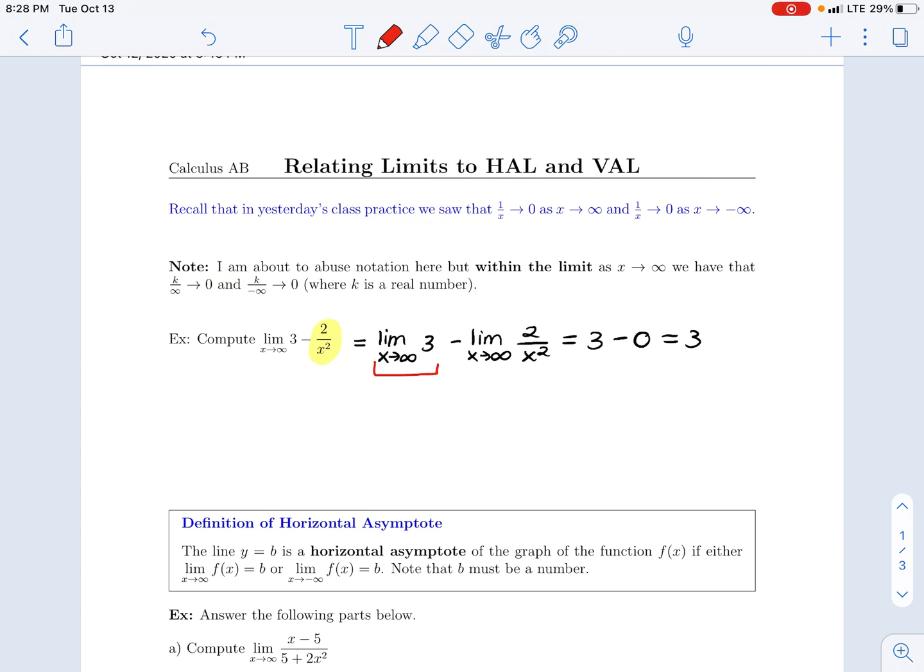And so again, I'm just noting here that we have 2 over infinity, which is approaching 0, since as x approaches infinity, x squared approaches infinity. That's how we have this 2 over infinity, and within the limit, if we have 2 over infinity, I know that it's going to be approaching 0. In other words, the limit as x approaches infinity of 2 over x squared is just 0.